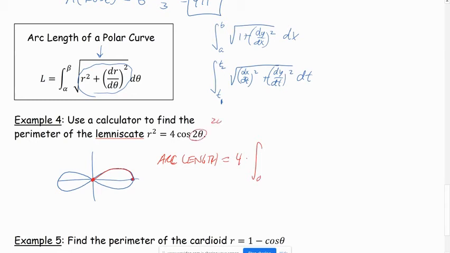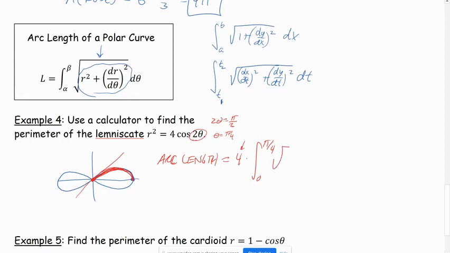That's when 2 theta is equal to pi over 2, because cosine of pi over 2 is 0. And so that's theta equals pi over 4. So it's going to be pi over 4 when it reaches the pole for the first time. And so we're just going to do 4 of these red curves. So if I find the arc length of that, I'm just going to multiply by 4. And so we already have that 4 out in front.